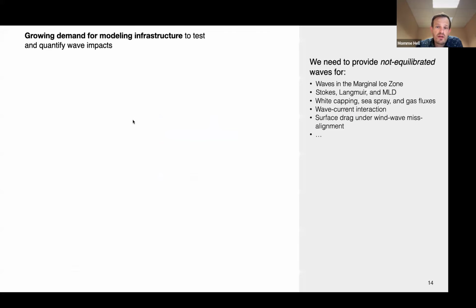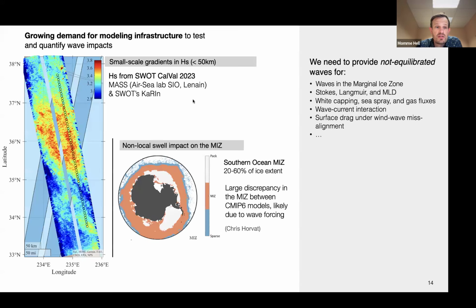Now, if you look at the literature of all other air-sea interaction processes, you actually see there's a growing demand for this infrastructure to test wave-based parameterizations, right? So I'm showing you here two examples. One is SWOT, right? SWOT is flying now, and you see here the measurements in dots. These are airborne measurements, like LiDAR measurements that fly over the ocean surface. And you see here small scale variability in wave height. This is in HS, in significant wave height.